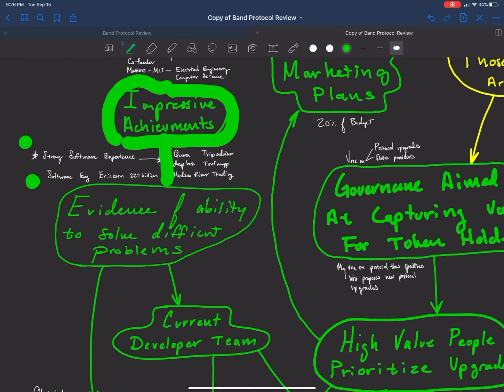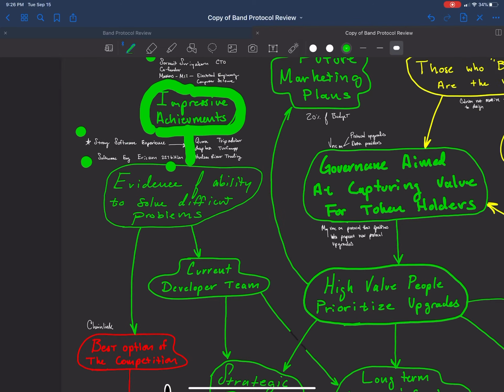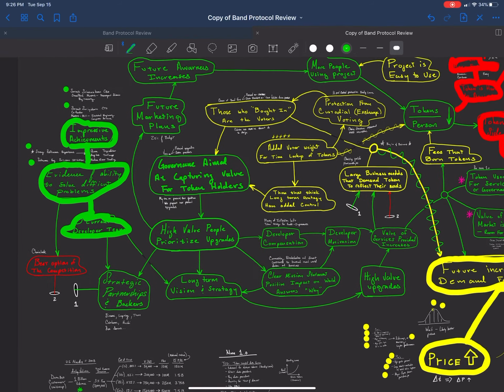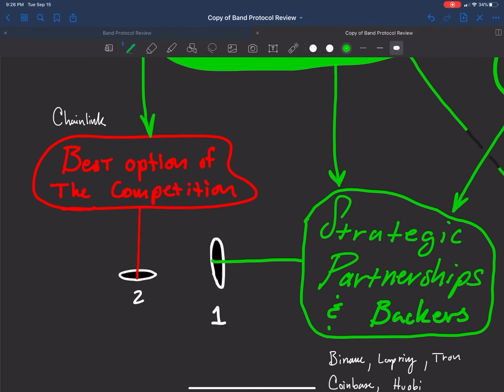Some of the employees are from Ericsson, a telecommunications business with $22 billion in revenues or valuation. And some of their employees are from Quora, Dropbox, Hudson River Trading, TripAdvisor, and Turf Map. Those are some of them, but they're all developers from these companies, so they have that strong experience. So the developer team is decent, a strong development team.